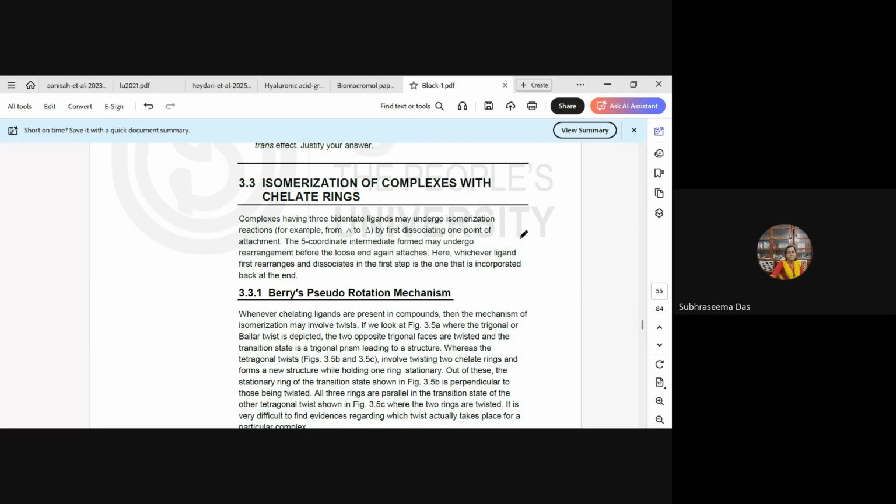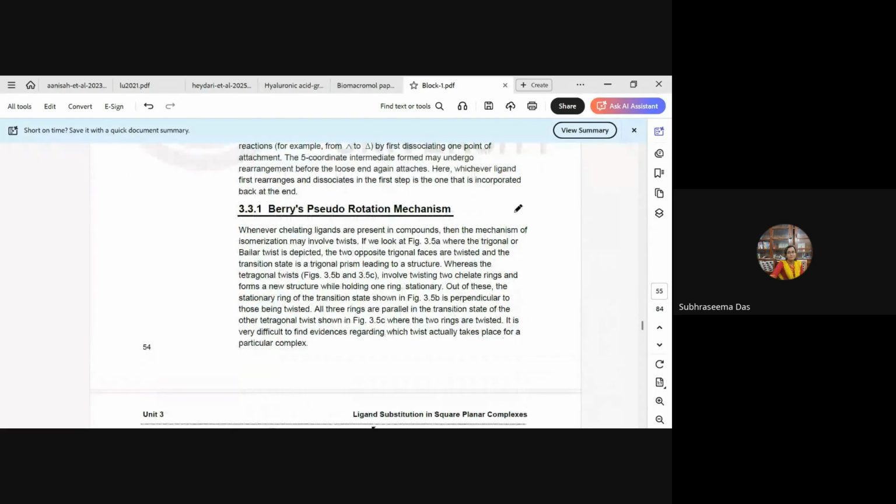Complexes that have three bidentate ligands may undergo isomerization reactions by first dissociating one point of attachment. The five-coordinate intermediate that is formed undergoes rearrangement. However, whichever ligand first dissociates in the first step is the one that is incorporated back at the end. Here is one important theory, Berry's pseudo rotation mechanism. This is a very important mechanism in substitution reactions.